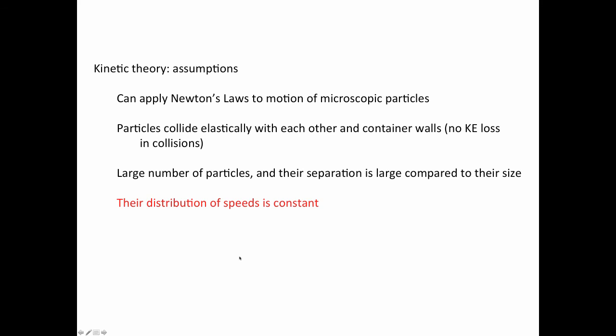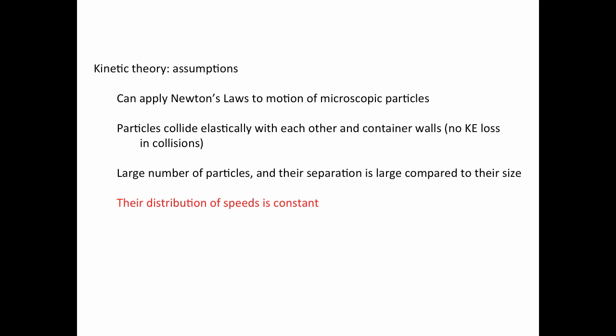What is the distribution of speeds? Well, in our simple derivation that I've just been through, we assume that they all moved at the same speed. That means, to use technical language, they are described by a probability distribution function which has only a single value at one value of the speed. So let's discuss what that means.